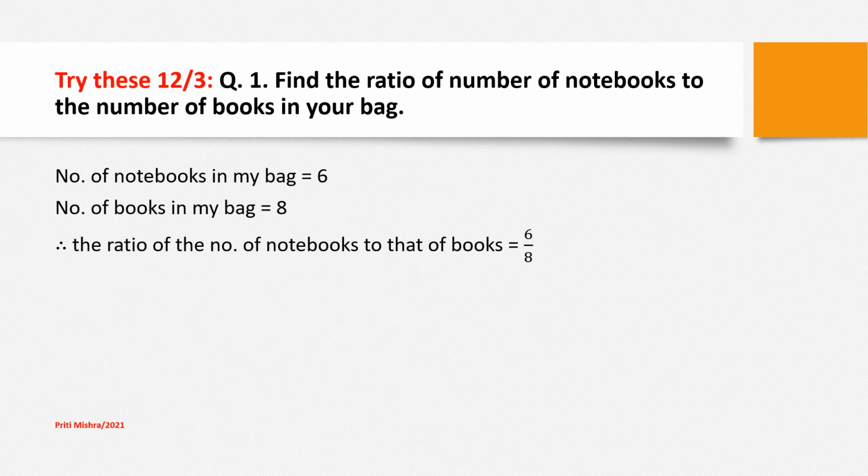Thus the ratio of the number of notebooks to that of books, 6 by 8. Highest common factor is 2. So divide numerator and denominator by 2. We get 3 by 4. The final answer, that is 3:4.